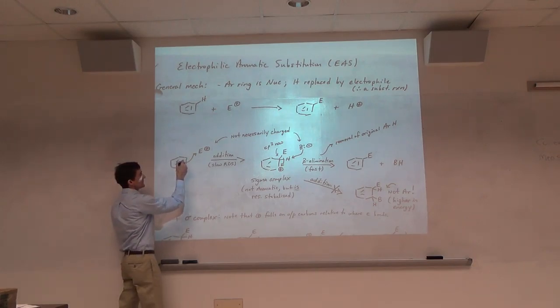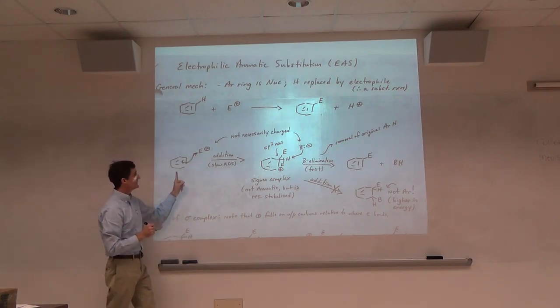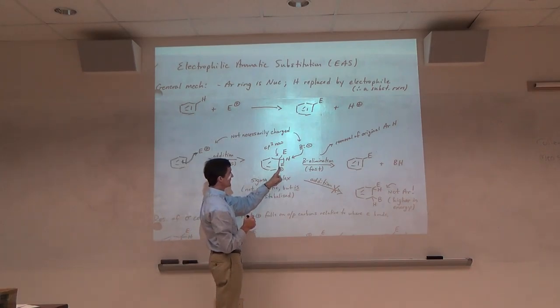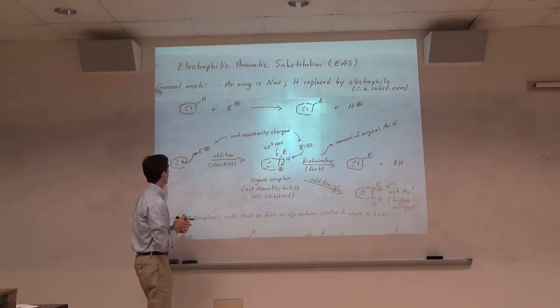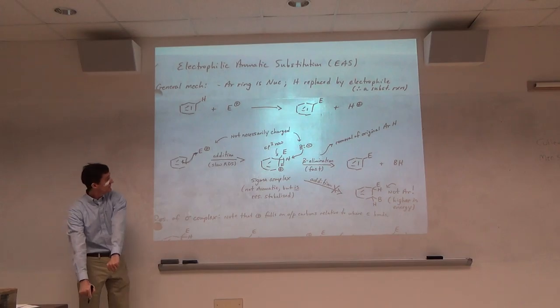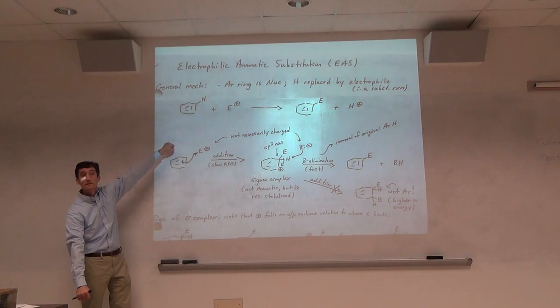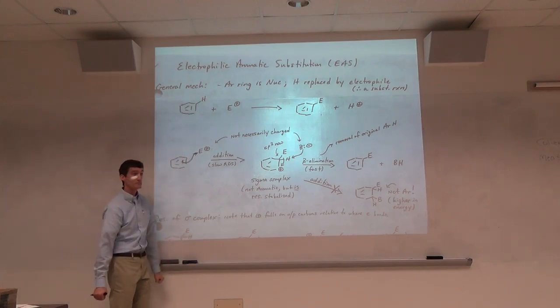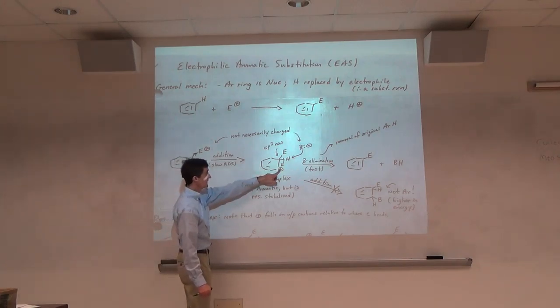So if these electrons go attack the electrophile, what do we get? We get a carbocation intermediate, just like an alkene reacting in organic one. Here's the pi bond. There's the electrophile. Electrons go make a bond to the electrophile, leaving this carbon down here as what? Carbocation. I did a little bit of this in organic one.